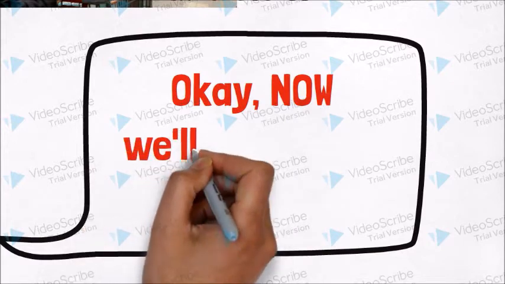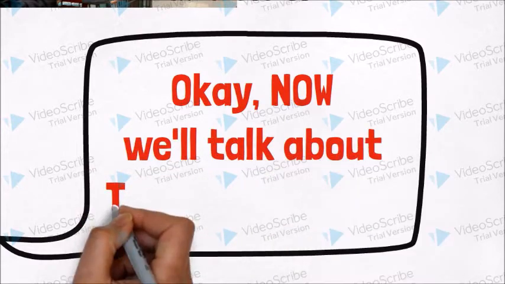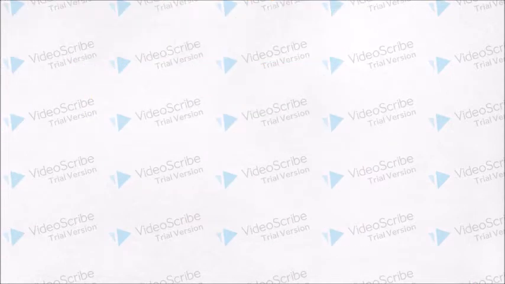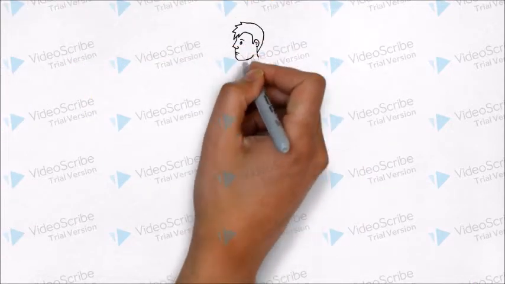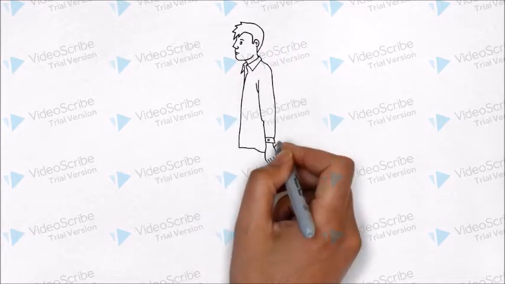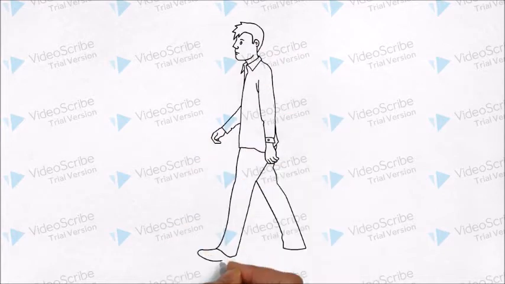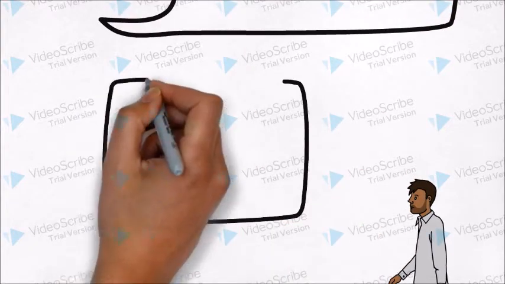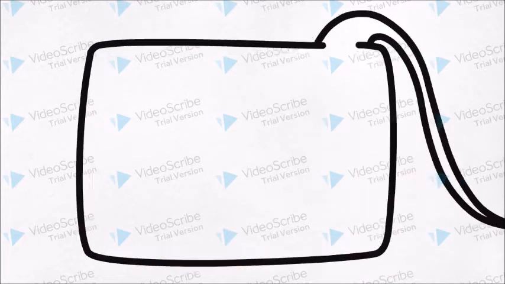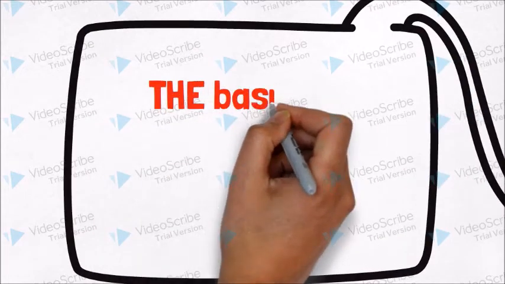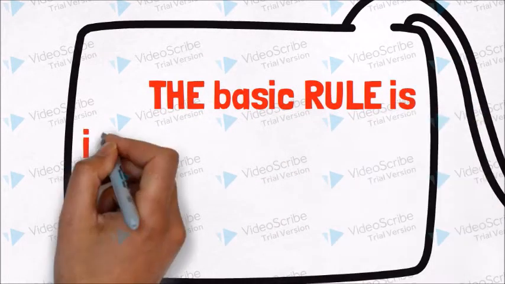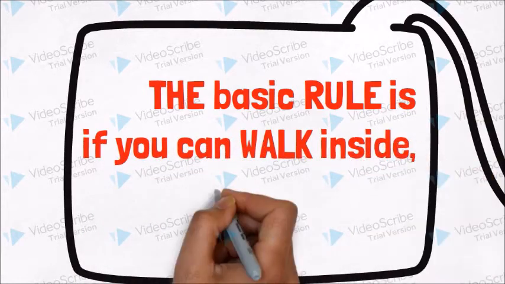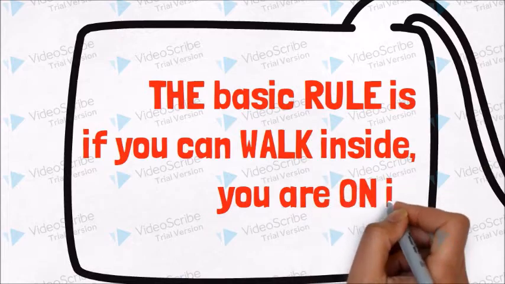Okay, now we'll talk about transportation. There's specific rules for in and on for transportation. I learned this from one of my students, believe it or not, that the basic rule about in and on for transportation is, if you can walk inside, you are on the vehicle.